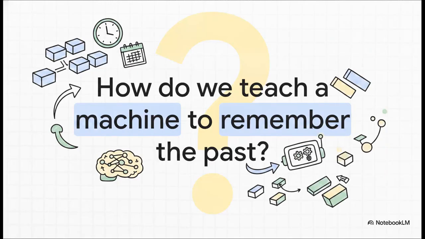Think about this for a second. How exactly do we teach a machine to remember the past? It's a pretty profound question, right? Building an AI that can process sequences and actually learn over time, well, that's historically been one of the biggest, most fundamental challenges in computer science. So let's break down exactly how engineers are solving this giant puzzle step by step.